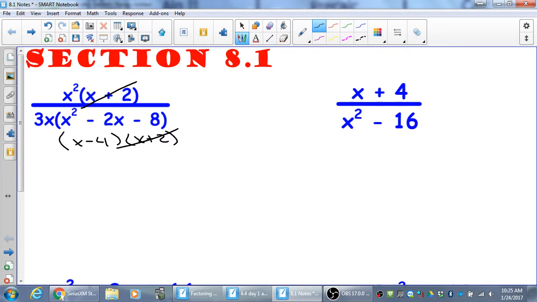Cancel. This 1x right here cancels out one of those. And now we write whatever is left over. So on top, the only thing that is left is x. And in the denominator, that x is gone. That's gone. And we have 3 times x minus 4.